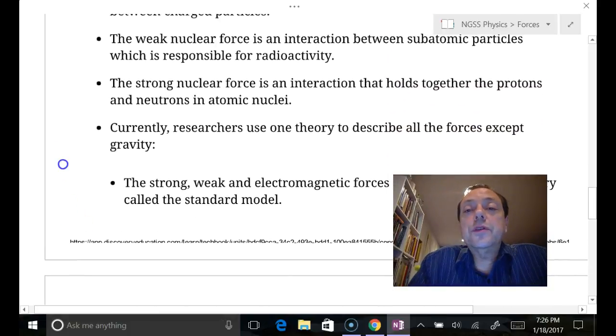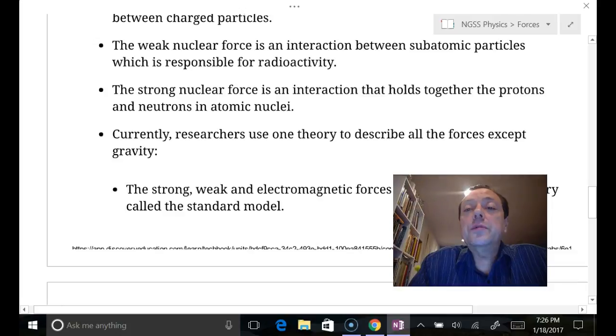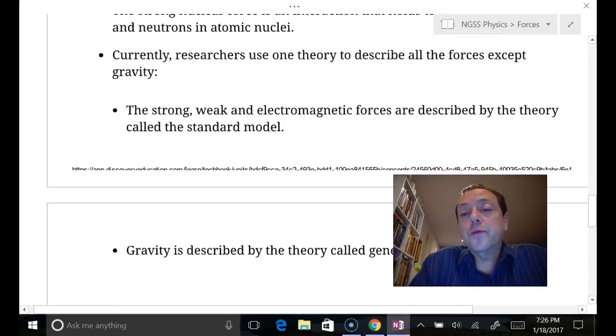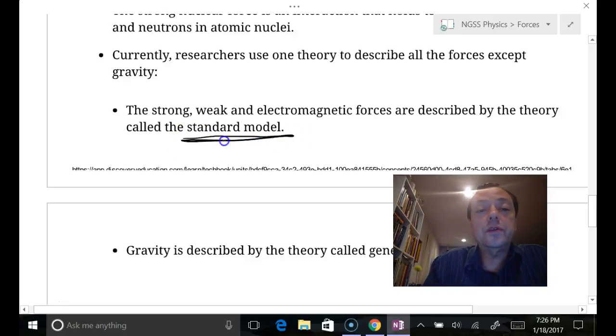The weak nuclear force is an interaction between subatomic particles, which is responsible for radioactivity, and the strong nuclear force is an interaction that holds together the protons and neutrons in atomic nuclei, and, by the way, overcomes the strong electromagnetic repulsion between positively charged protons in the nucleus. Currently, researchers use one theory to describe all the forces except gravity. The strong, weak, and electromagnetic forces are described by the theory called the Standard Model.